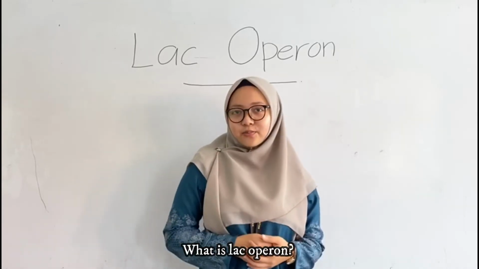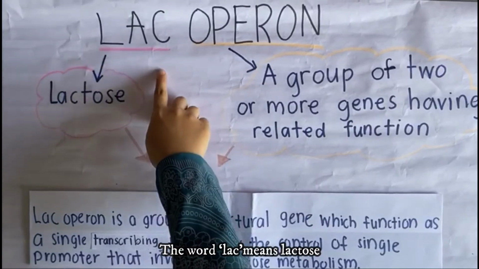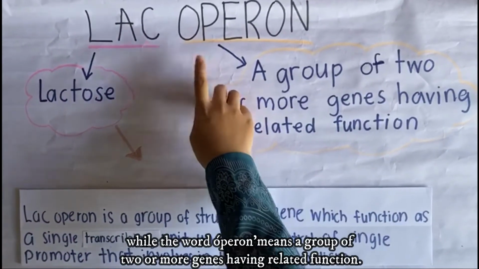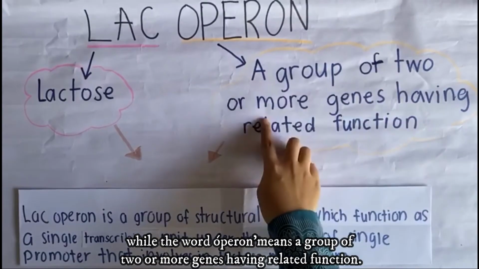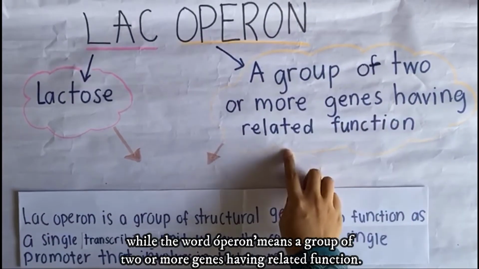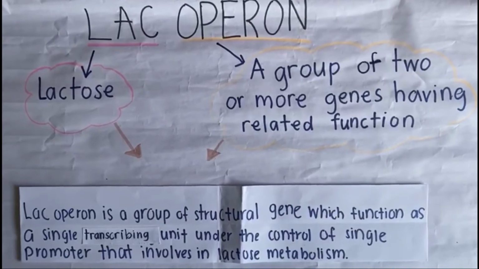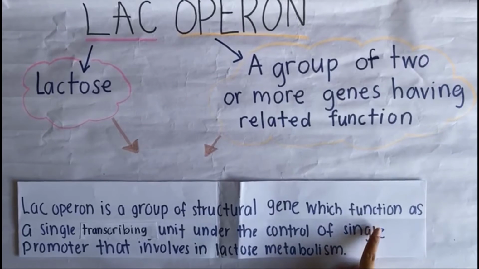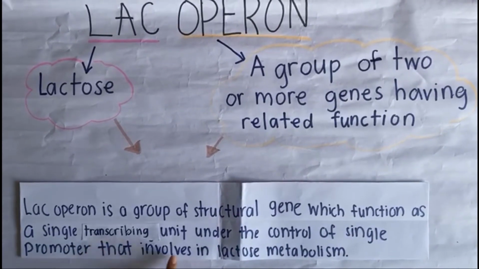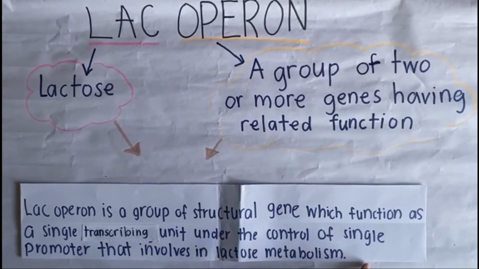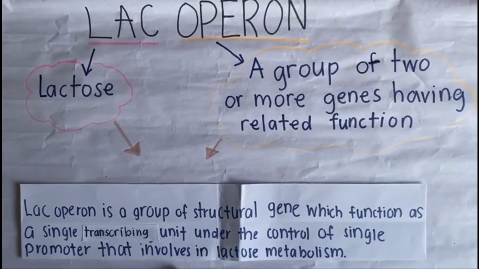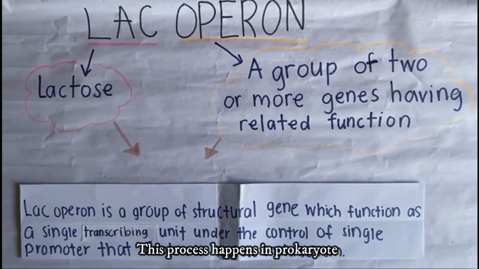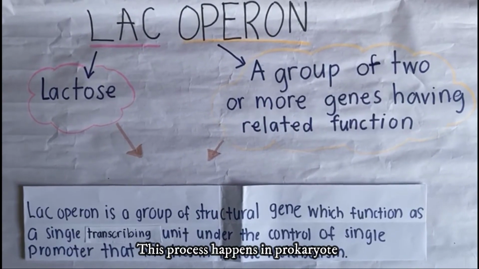What is the lac operon? The word lac means lactose, while the word operon means a group of two or more genes having related function. The lac operon is a group of structural genes which function as a single transcribing unit under the control of a single promoter that is involved in lactose metabolism. This process happens in prokaryotes.